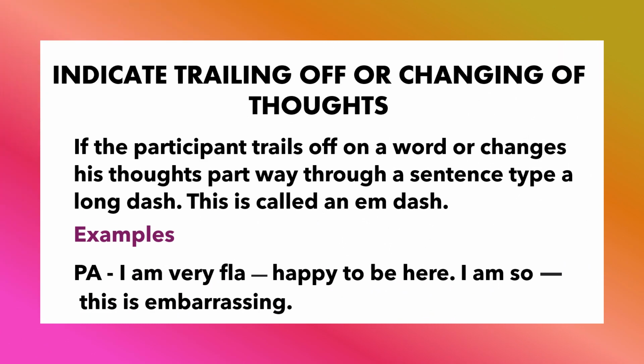Indicate trailing off or changing of thoughts. If the participant trails off on a word or changes his thoughts partway through a sentence, type a long dash. This is called an em dash. Examples. The participant A said, I am very— happy to be here. I am so—. This is embarrassing.